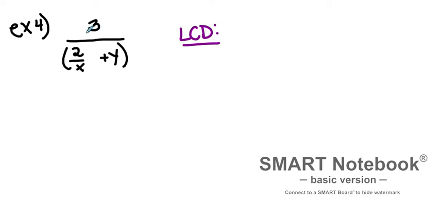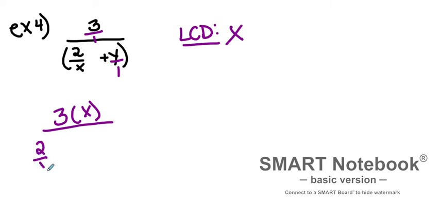Again, 3, remember, is the same thing as 3 over 1. So looking at the denominator of 3, we have a 1. So that's not really going to affect our LCD. Here we have an x in the denominator, and this is plus y, which is technically y over 1. So our LCD is actually just going to be x. Okay, so let's multiply the top by x and each piece of the denominator by x.